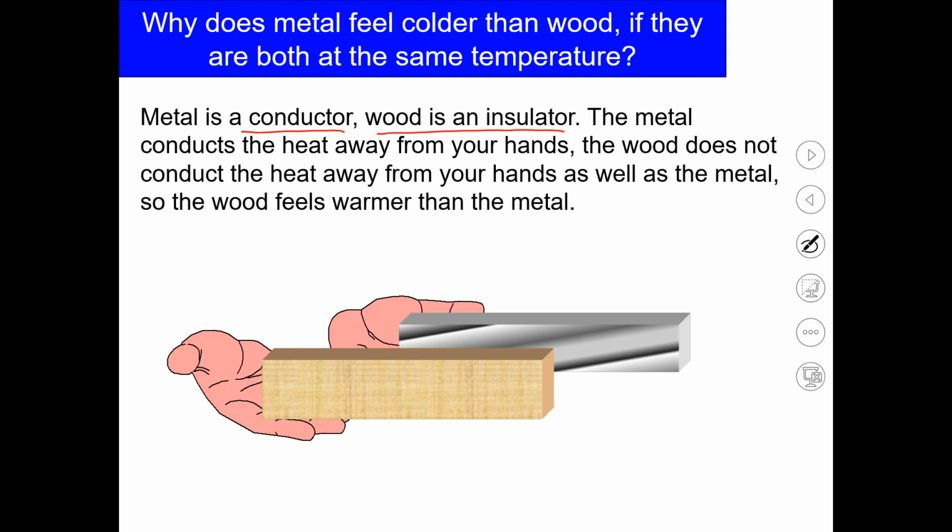The metal conductor takes the heat away from your hand. The wood doesn't conduct because it is an insulator, so it doesn't take heat away from your hand as the metal does. So the wood feels warmer than the metal objects.